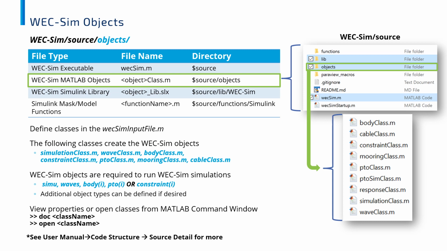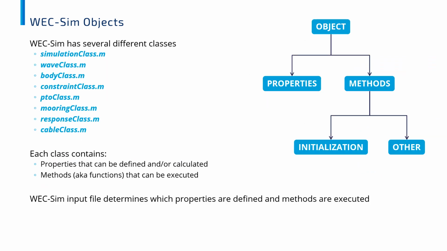Just a reminder that all of the MATLAB object code is contained in this subdirectory in the WEC-Sim source directory. Among a few others that are advanced features, WEC-Sim uses these classes. Each class contains properties. These are variables that can be defined or calculated, or methods, which are essentially functions that can be executed provided that the object has previously been initialized. Upon initialization, the exact properties and methods that are utilized to populate the parameters of a block are determined by specifications in the user's WEC-Sim input file.